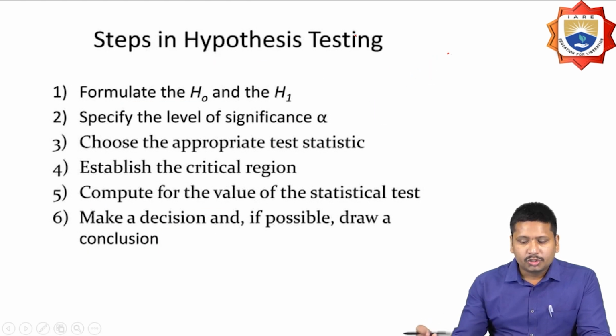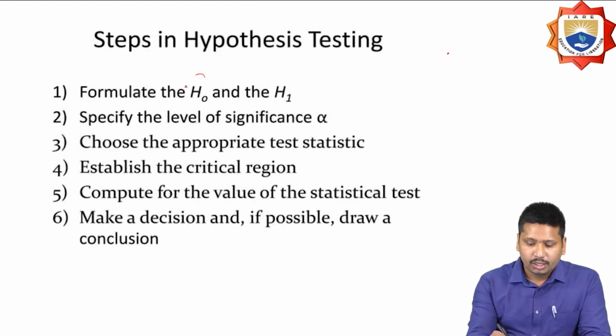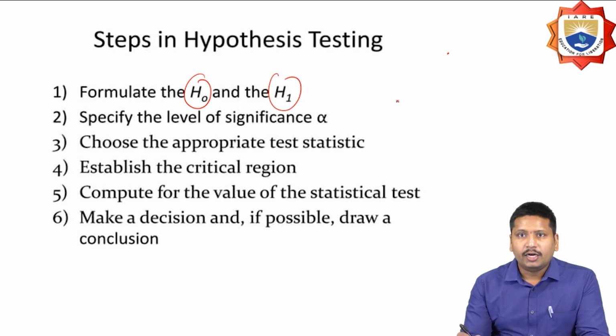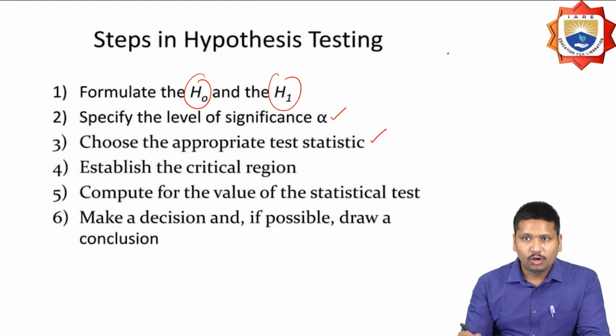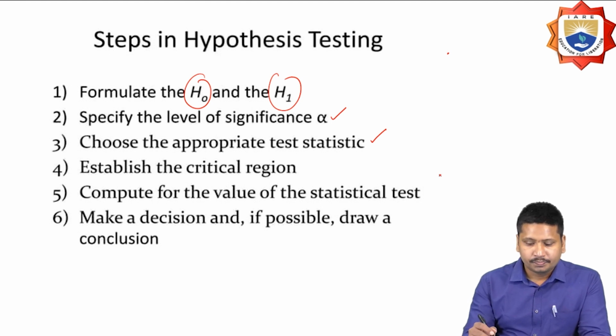And what are the steps we have to follow for performing the hypothesis testing here? So for that, initially formulate H0 and H1, then specify the level of significance and choose the appropriate test statistic, and establish the critical region, compute the value of the test statistic and make a decision, and if possible then draw the conclusion here.